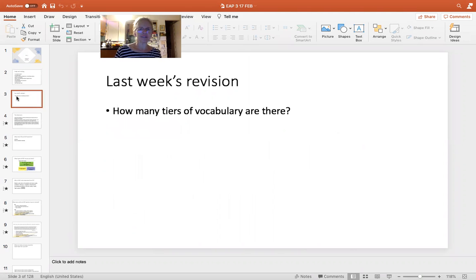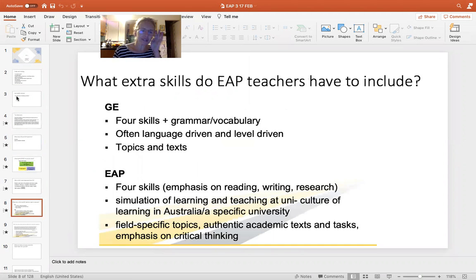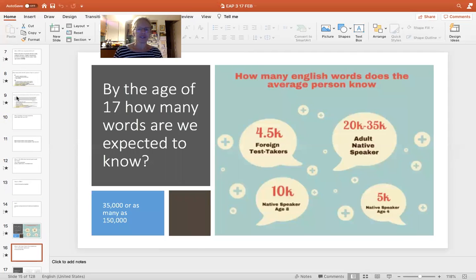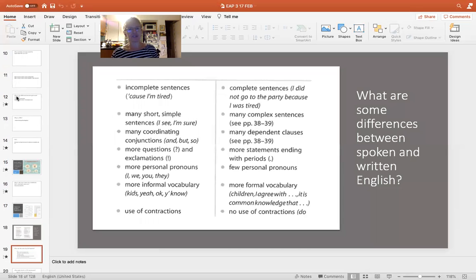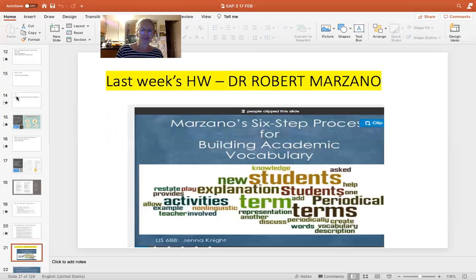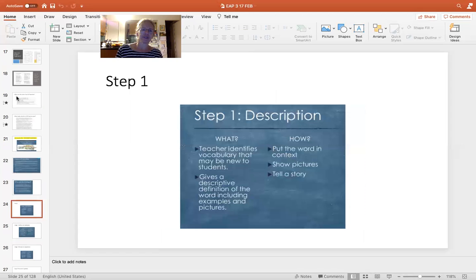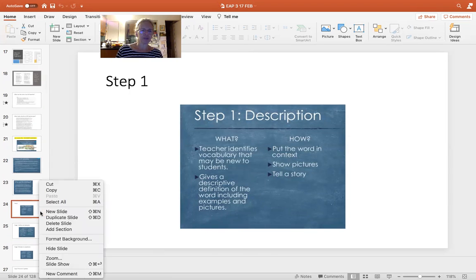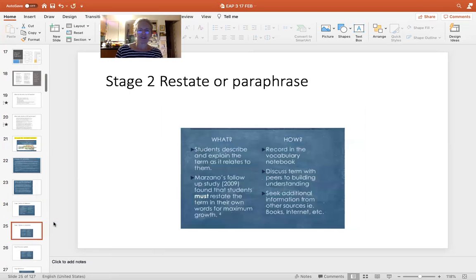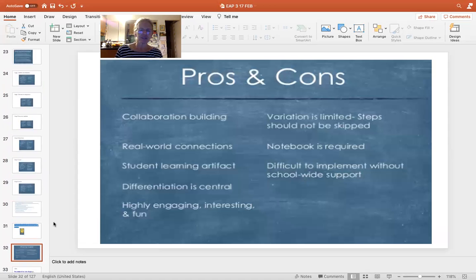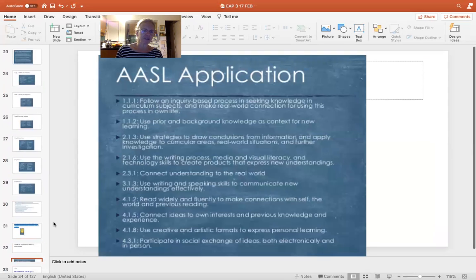So we did this, which is revision from last week, and it's all pretty clear. If you did last week's, you should understand. And we had some homework, which is about Robert Marzano. So we talked about his 6 steps we need to do to remember vocabulary. Okay, and we talked about pros and cons with the Marzano.